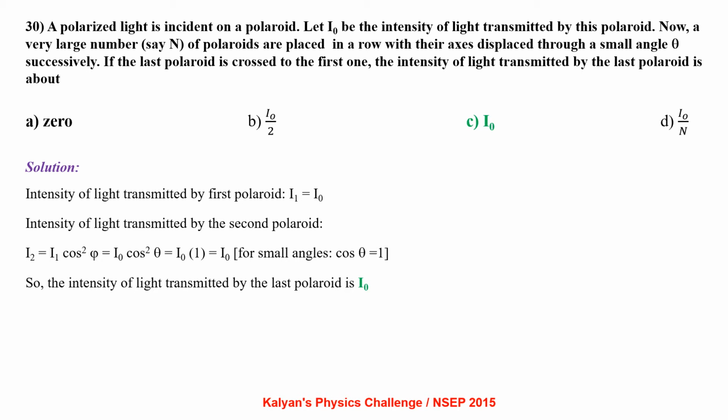Intensity of light transmitted by the first Polaroid, I1, equals I0. Intensity of light transmitted by the second Polaroid, I2, equals I1 cos square theta, that is I0 cos square theta, that is I0 into 1, because for small angles cos theta can be written as 1. So the intensity of light transmitted by the last Polaroid is also I0.